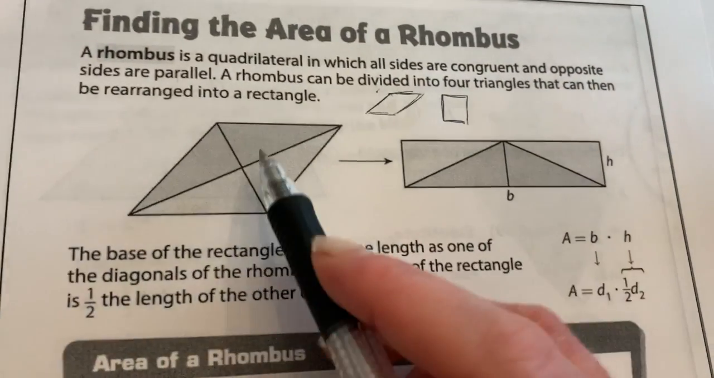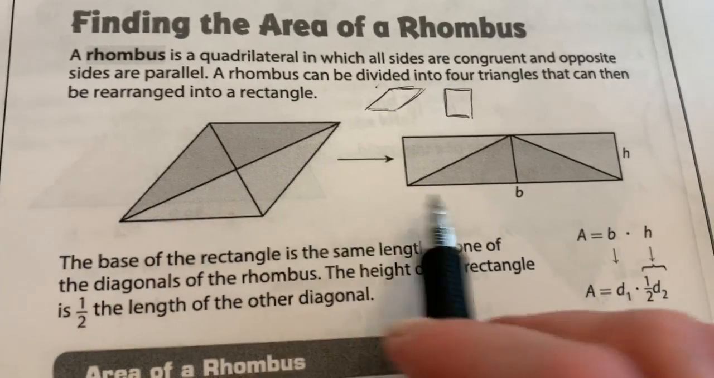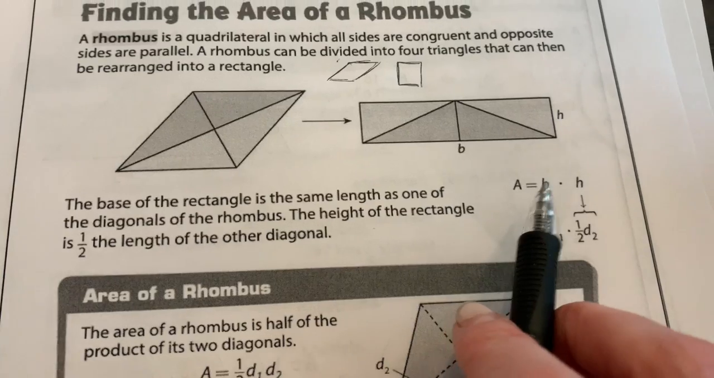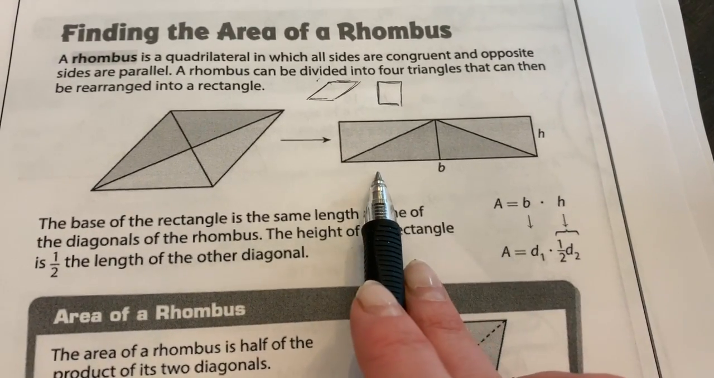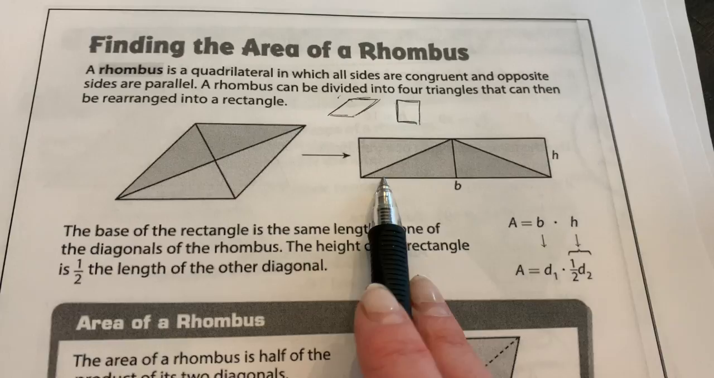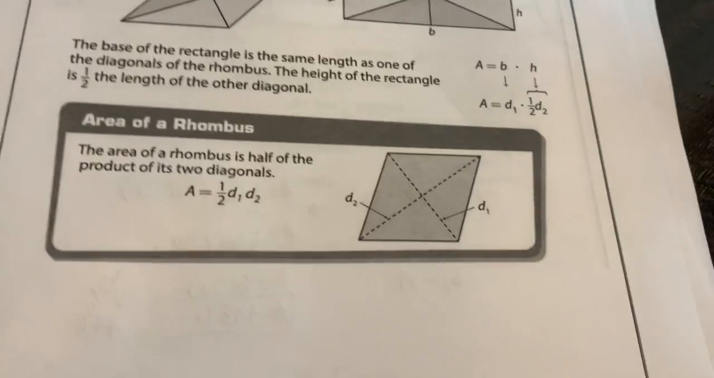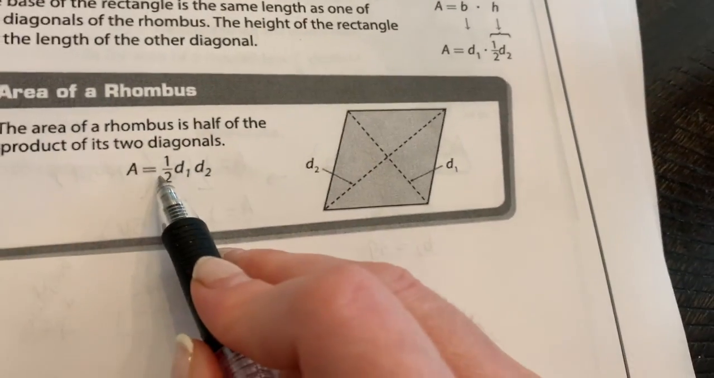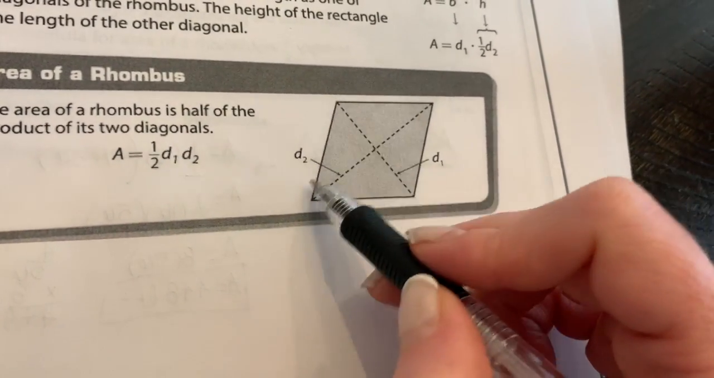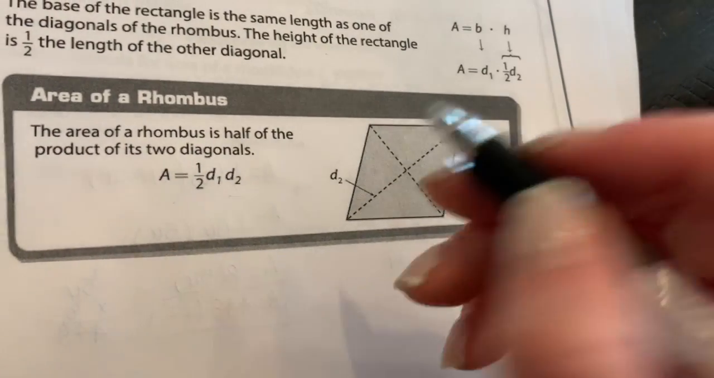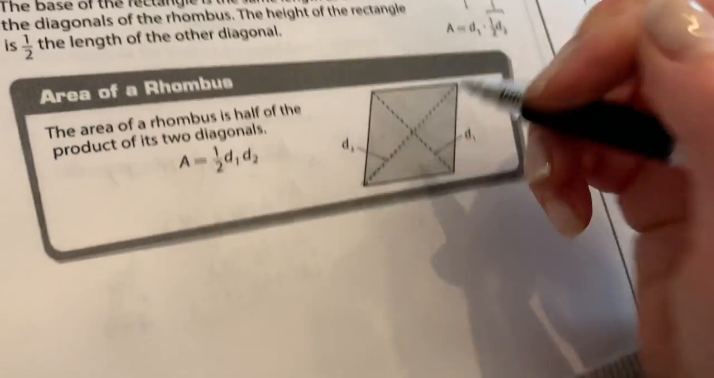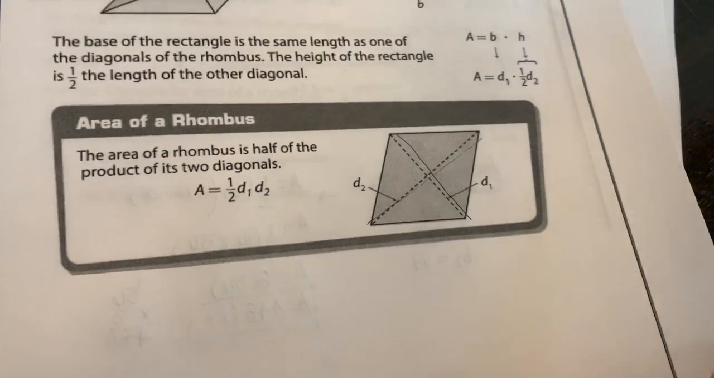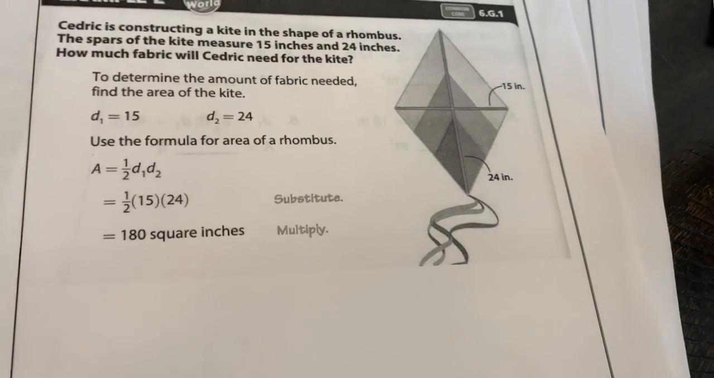If you took all these triangles, you could rearrange them and they would form another rectangle. And so the area ends up being the base times the height still, but the base is the first diagonal times 1/2 of the second diagonal. So to find the area, the formula we use is 1/2 of diagonal 1 times diagonal 2. So you just multiply the length of the two diagonals together and then take 1/2 of that. It looks complicated, but wait till you see how easy it is.